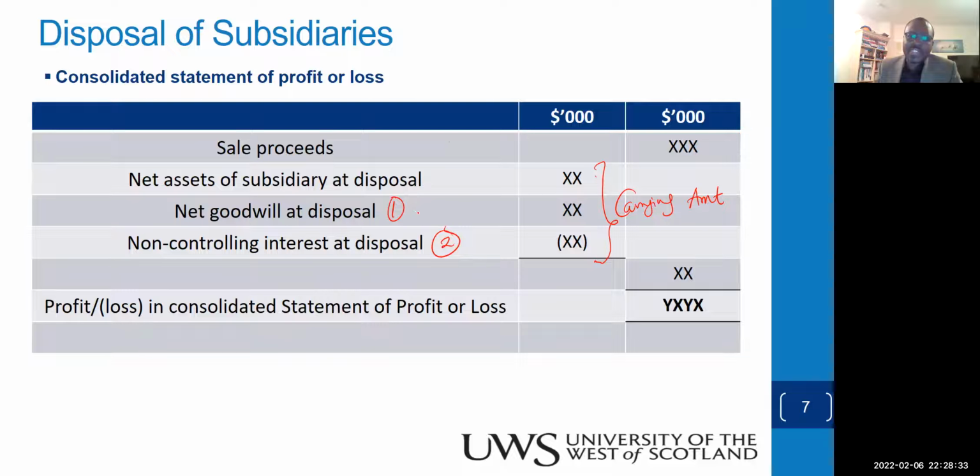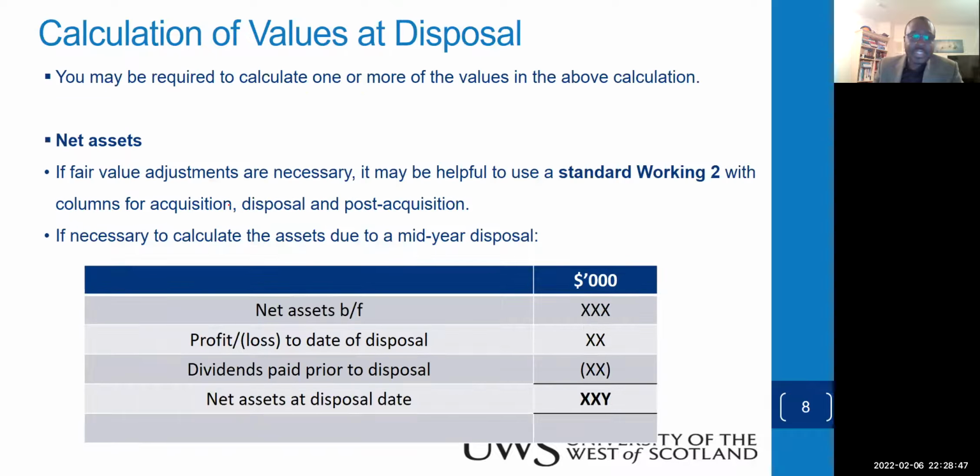And I think for our standard workings, we used working 3 for goodwill, right? And we use working 4 for NCI. Nothing changes, okay? So everything here remains the same. It's the old story we are still revising, okay? All right, let's move on. Then we can wrap up soon.